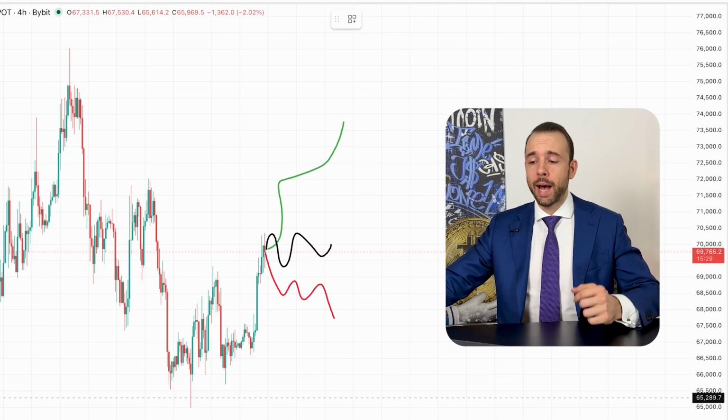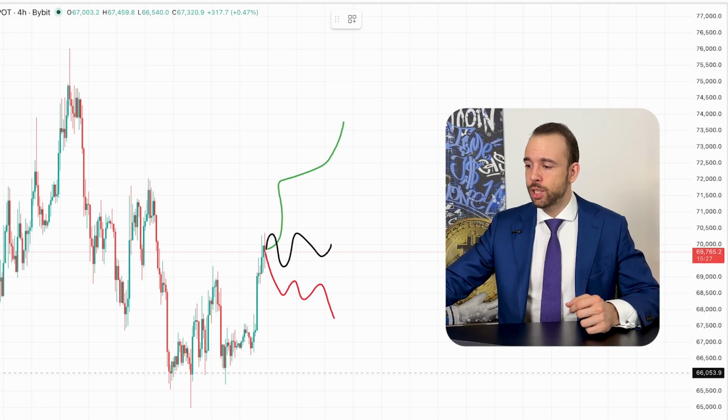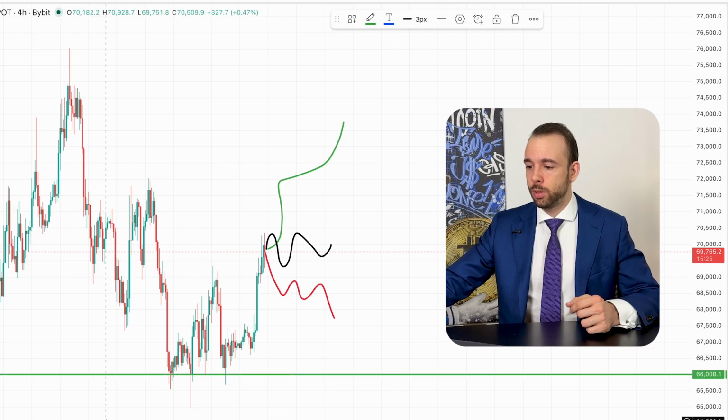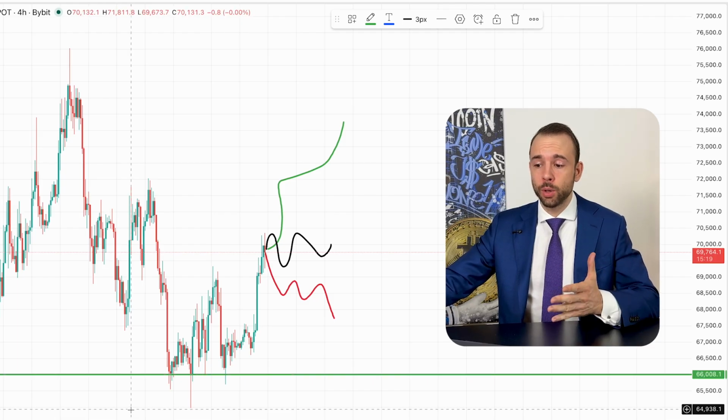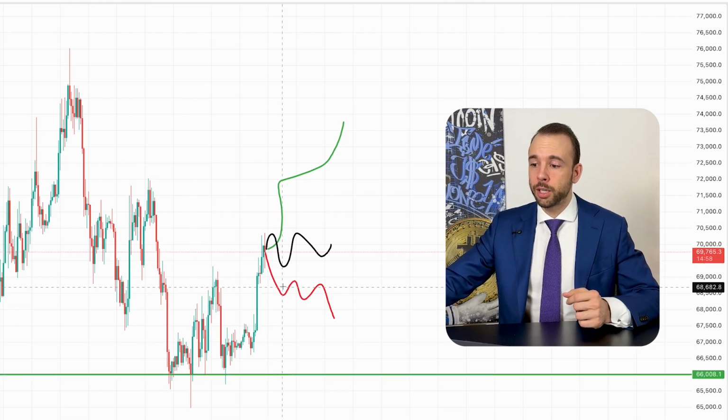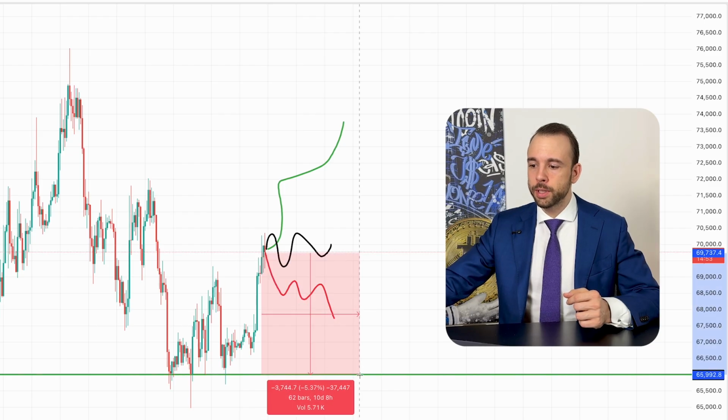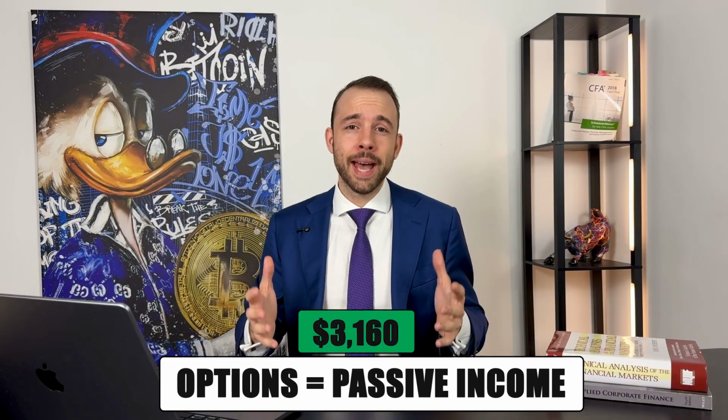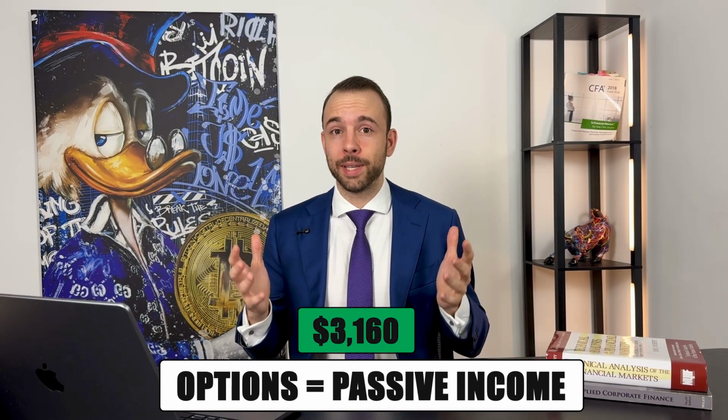So let's assume I am ready to buy Bitcoin at a price of $66,000. That level looks like a very good resistance zone. And from the current market price of $69,000, this is almost a 6% discount. For my readiness to buy Bitcoin with a discount of 6% by using options, I will get $3,000. And that $3,000 I get in any case, no matter if the price goes up, stays flat, or even drops.